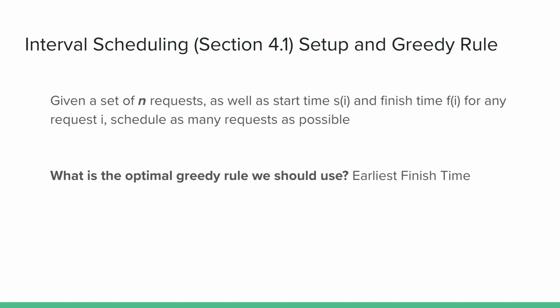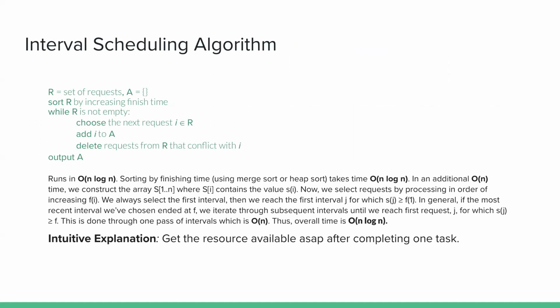So you go for as much as possible. Yeah, so you're basically trying to, whenever something is done, start as soon as possible on the next thing. So that is the greedy choice for interval scheduling. Right, so this is the intuitive explanation for it.